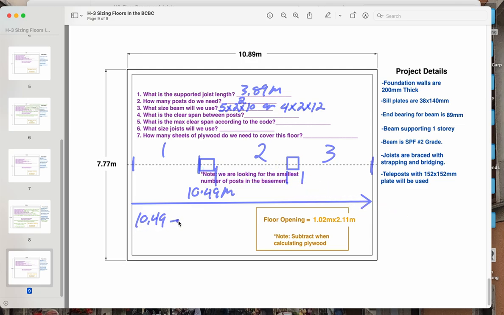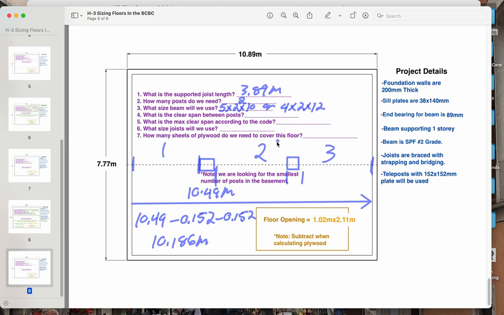Okay, so let's see that. Minus 0.152 minus 0.152, and we are going to get 10.186 meters. So that is the total span.